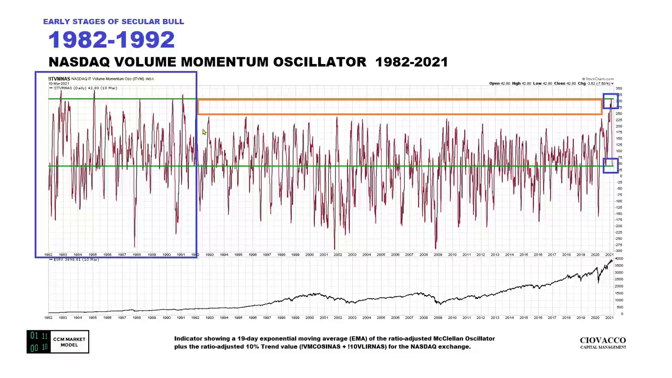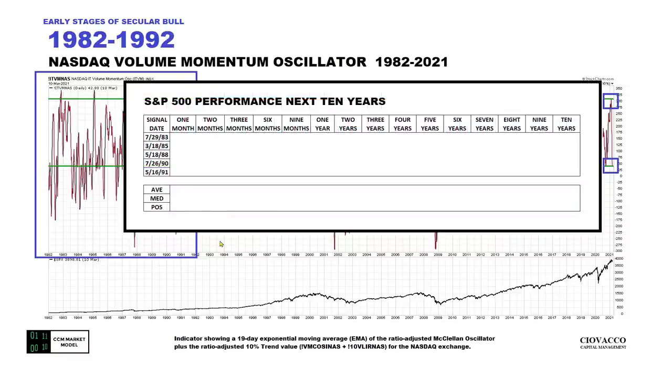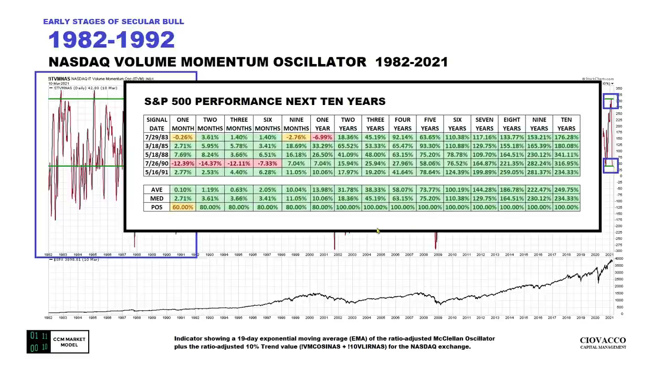If you know your market history, that's not a bad window to be comparing the present day with. As you can see here, walking forward from 1992, we never get a move like this, going from the upper green line to the lower green line. How many times did it happen in this box here? And how did the stock market perform walking forward? The answer is there were five previous cases. They occurred between 1983 and 1991. Walking forward from the date of the signal, which is similar to this point here, March 10th, 2021, the S&P 500 posted very satisfying long-term returns.